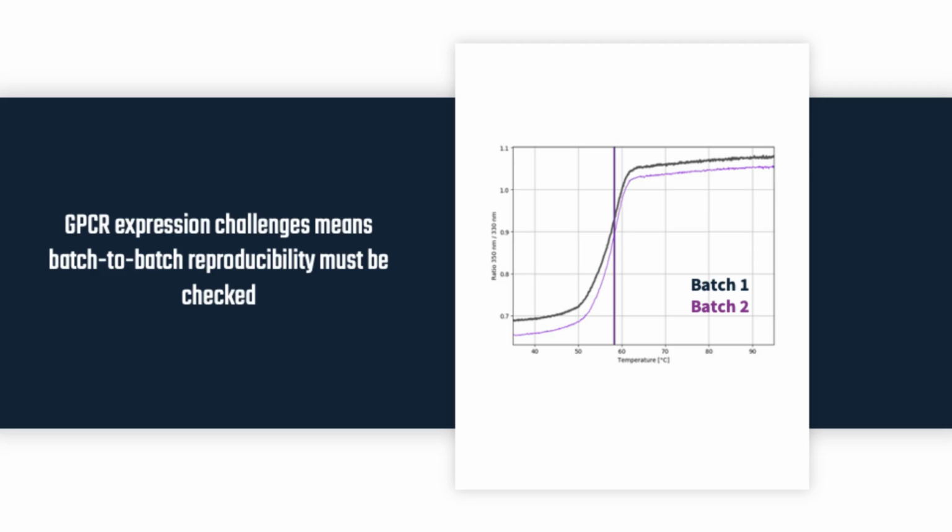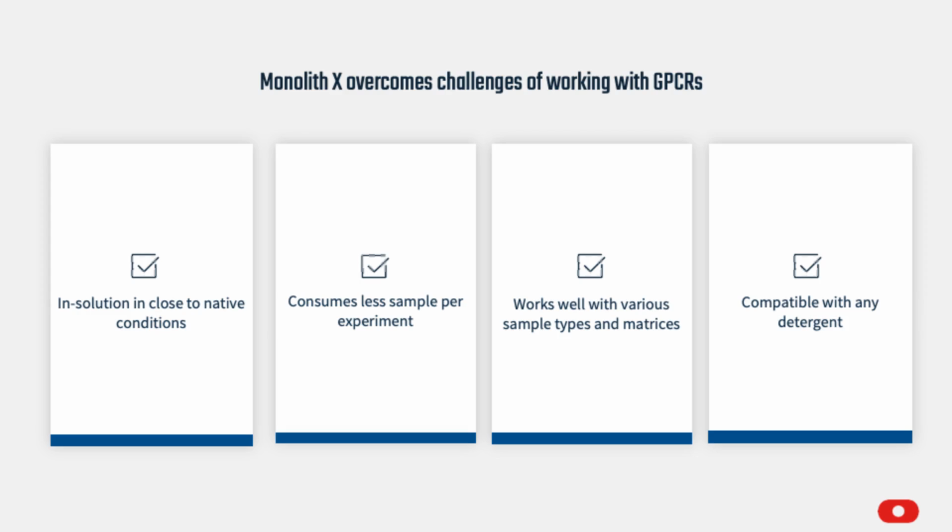But the issue is that the reproducibility between batch one and batch two might sometimes be an issue. And therefore, it's once again very useful to use a minimal amount of sample to stay within the same batch to avoid this reproducibility issue that comes from the batch-to-batch differences. So these are the main challenges about GPCR.